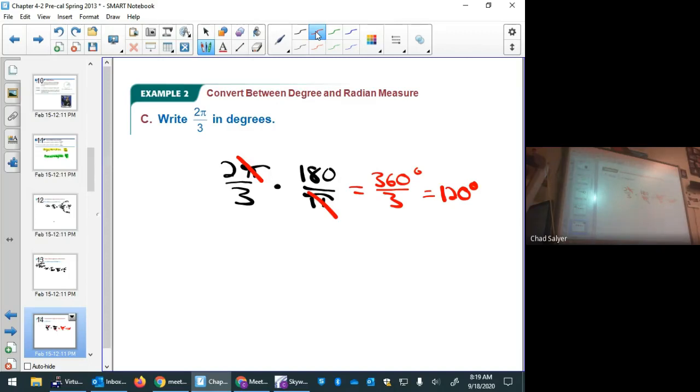So at this point, you should be able to write a partial degree in decimal degree form or degree minutes seconds form. You should be able to convert between degrees and radians. That's what our tasks are so far today.